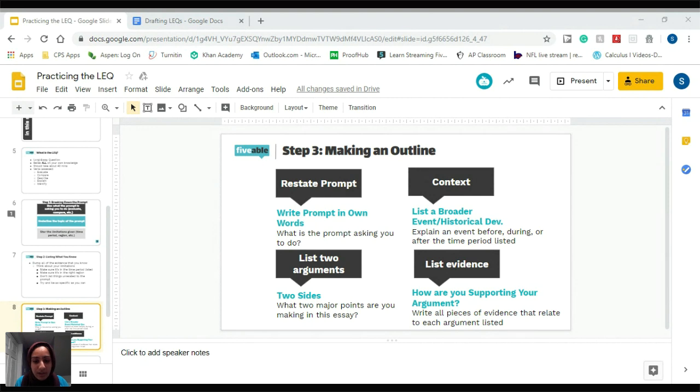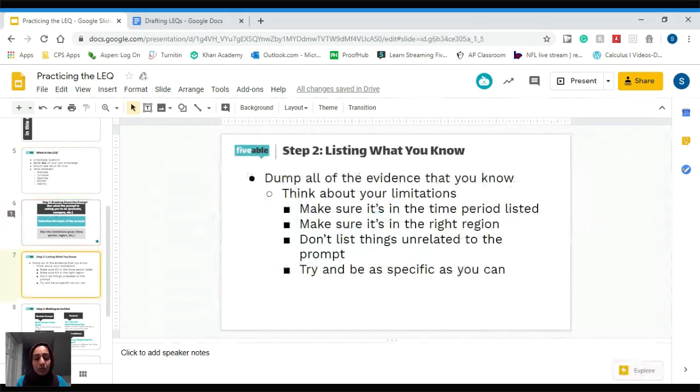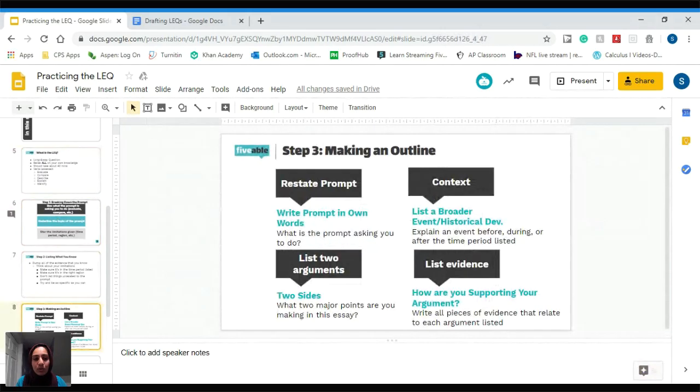So if there are no questions, we will start drafting. Let me just go over these three things again. You always want to break down the prompt. You want to list what you know, all your evidence, and then you want to make a very concise outline. Don't make it too detailed because that's what your essay is for. Your outline is the concise version, and then you elaborate on all of that in your actual essay. I would recommend taking about 10 minutes on the outline. Don't spend too long on it or else you won't have enough time writing the actual essay.